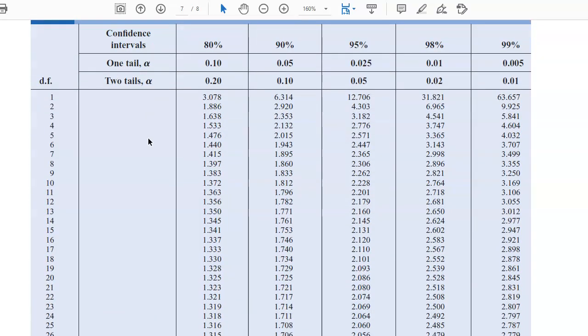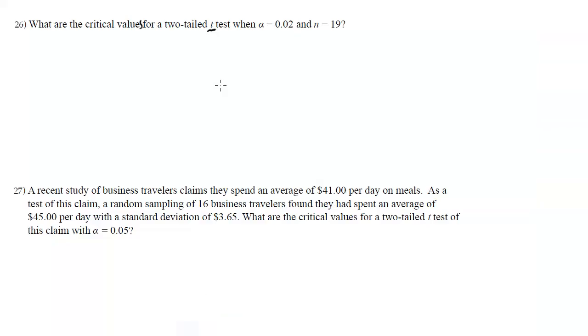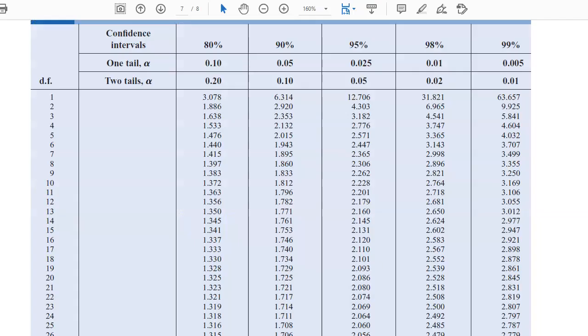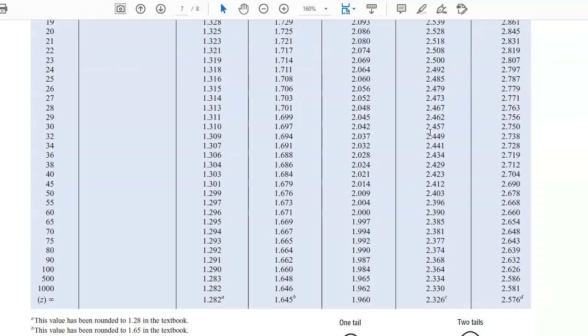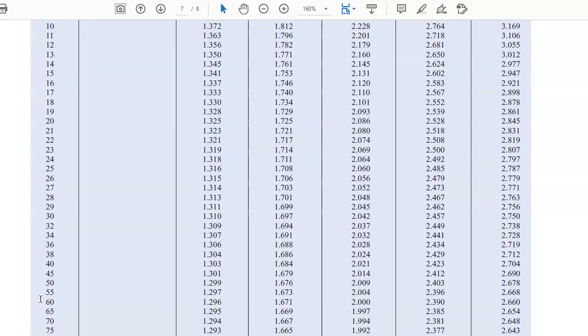See, for the two-tailed t-test, we can get our alpha, right? What's our alpha again? 0.02, right? But we need more information. We've got this df here. We're not getting z values because this is a t-test.